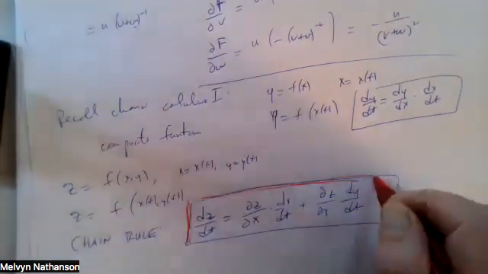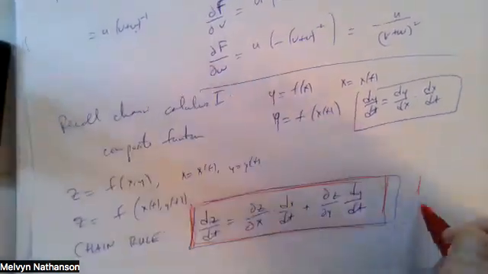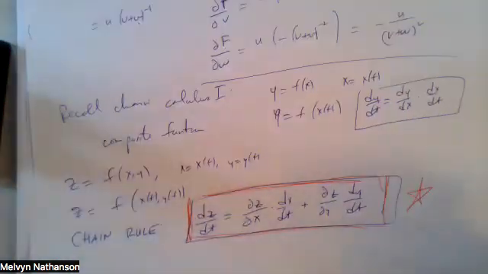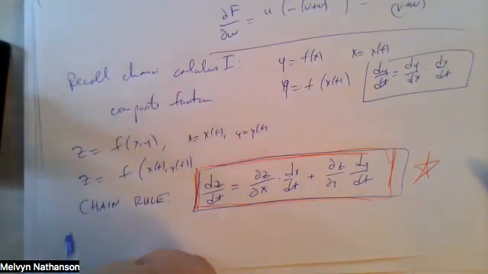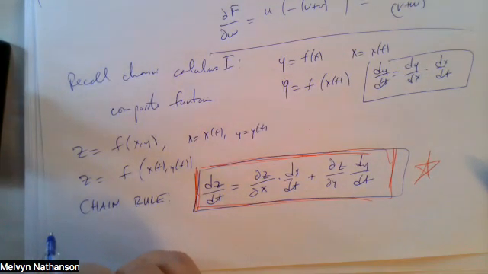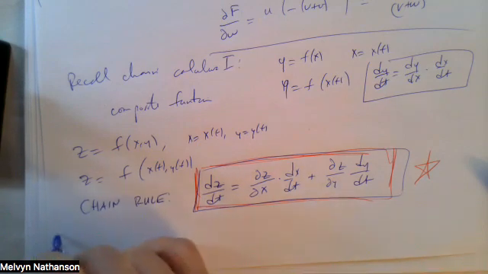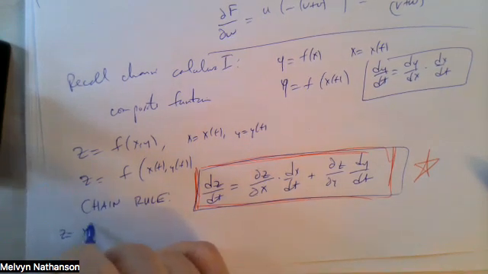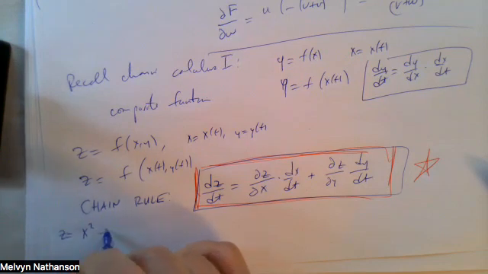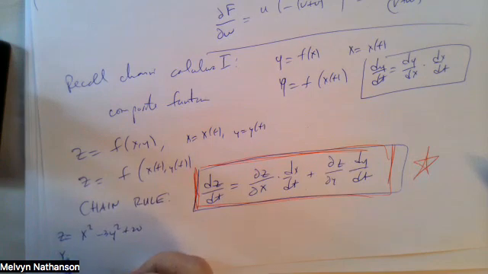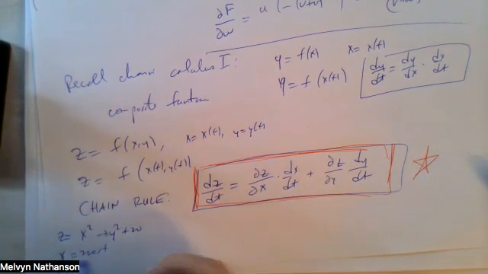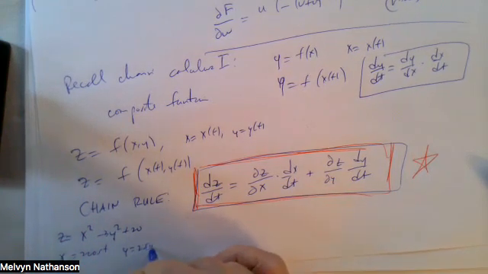So this is the first new thing that we're doing today. I'll give it a star because it's so important. That's the chain rule. So here's an example. Suppose we have the function z equals x squared minus 3y squared plus 20, but x and y are functions of t. x is 2 cosine t, and y is 2 sine t.